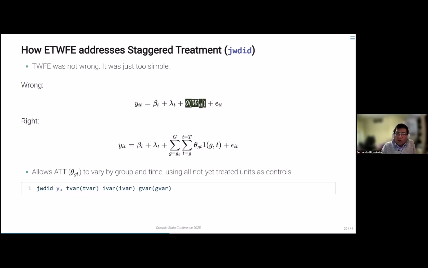However, because we are already assuming that the treatment comes at different points in time, and that it affects different groups at different points in time, a better way to account for this would be to have lots of interactions that depend on when a group is treated and which group is treated. So once again, the problem with two-way fixed effects was not so much the two-way fixed effects itself, but that we were oversimplifying how we were accounting for the treatment.